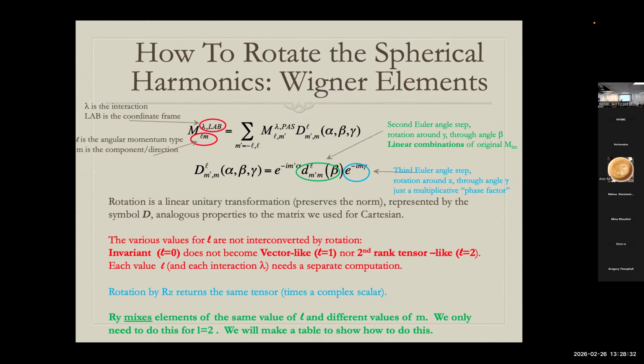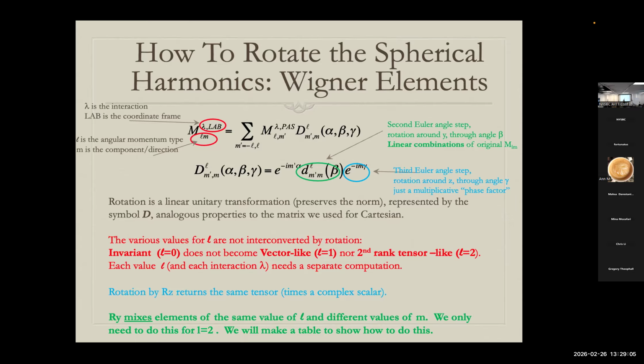What I'm going to be doing is saying, well, remember that an L equals 2 object can rotate and become a different component of an L equals 2 object. I cannot rotate an L equals 0 or 1 and make it into an L equals 2. But I want L equals 2 in the lab frame, L equals 2, M equals 0. But that could have started out of the PAS as any of the 5 L equals 2 components. So I'm going to have to start with every single one of them separate.